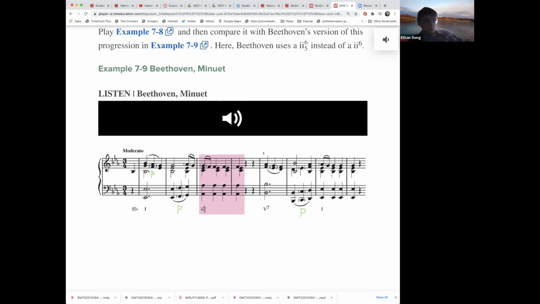I hate this example because it gets stuck in my head all day long. It's so nice. It's pretty. It's probably the best thing Beethoven wrote.